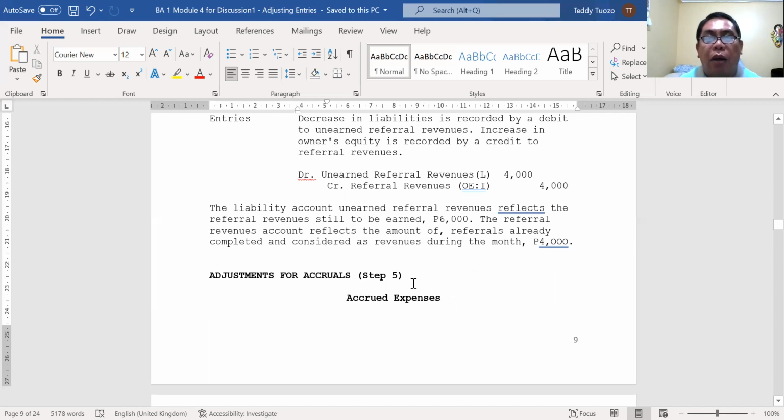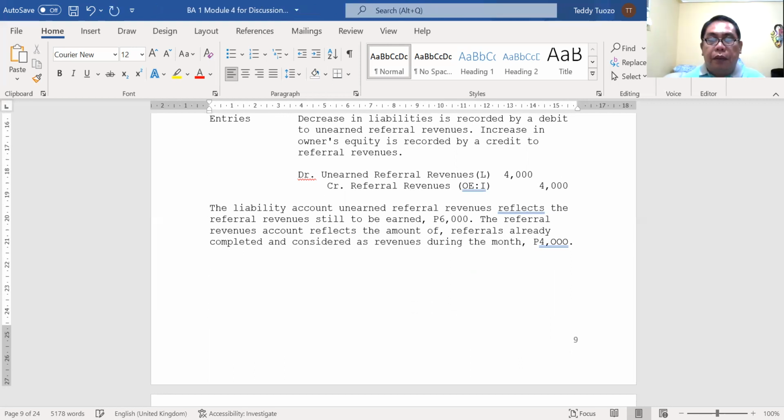So the liability account, unearned referral revenue, reflects the referral revenue still to be earned. The referral revenues account reflects the amount of referrals already completed and considered as revenues during the month.